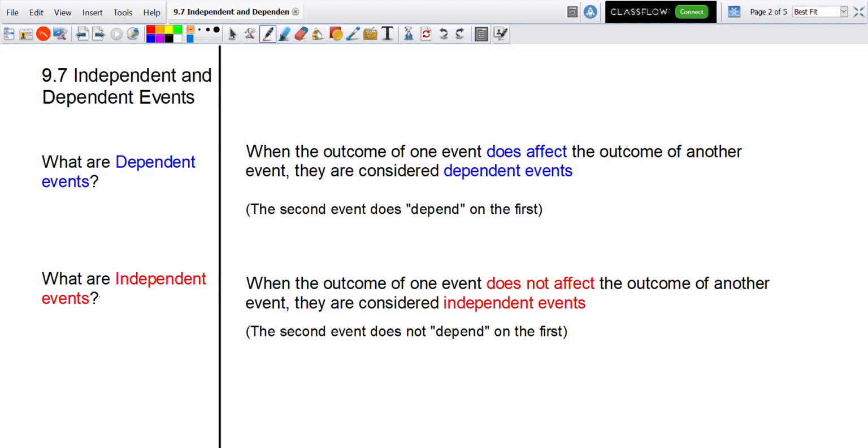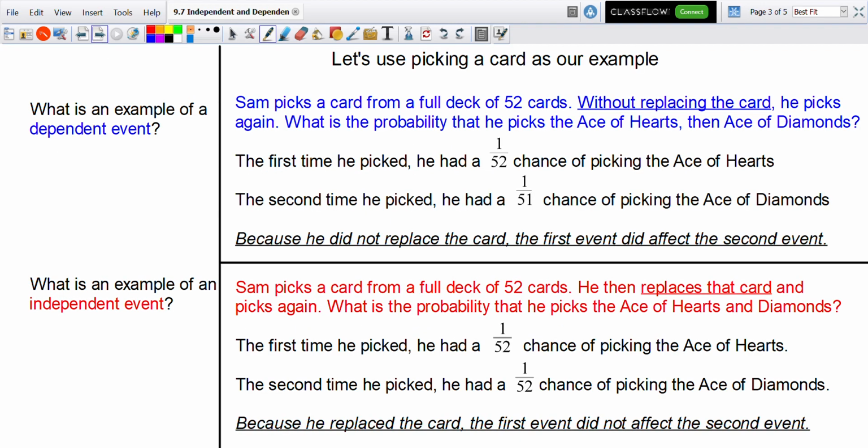And what we're going to look at here for the example is picking out of a deck of cards, out of a deck of 52 playing cards. So if Sam picks a card from a full deck of 52 cards without replacing the card, he's going to pick again. So he's going to pick a card, he's not going to replace it, he's going to keep that card out, and he's going to pick another card. What is the probability that he picks the ace of hearts and then the ace of diamonds?